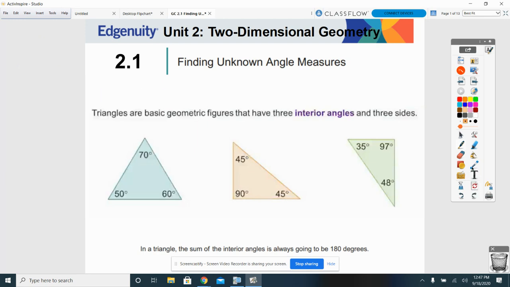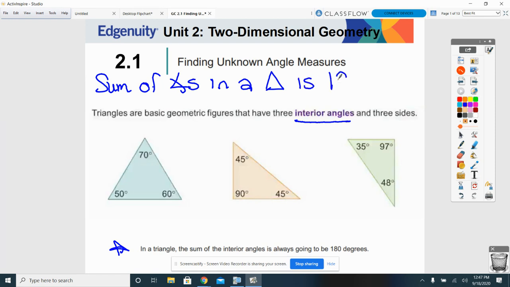If you have some questions, that's going to be okay. We're going to have lots of time to figure this out. So basically, triangles have three angles in them, and we call them interior angles because they're inside the triangle. This is the big guy that you're going to need to know, so you can write this in your notes. The sum of the angles in a triangle is 180.